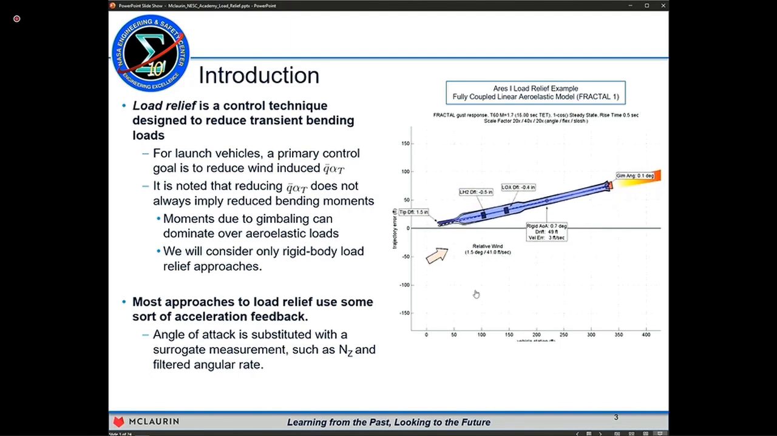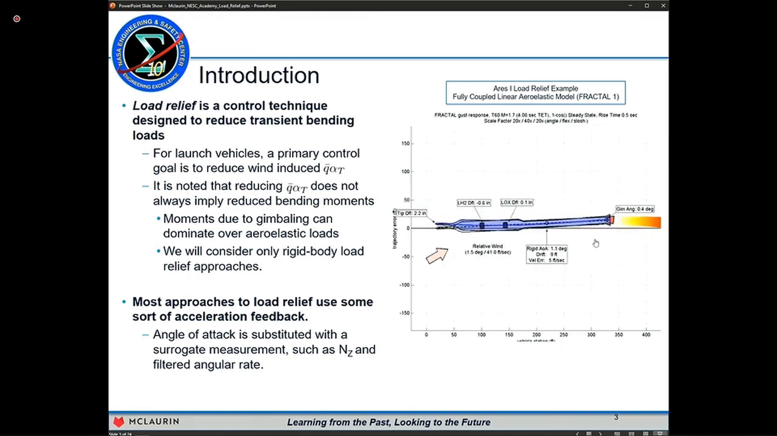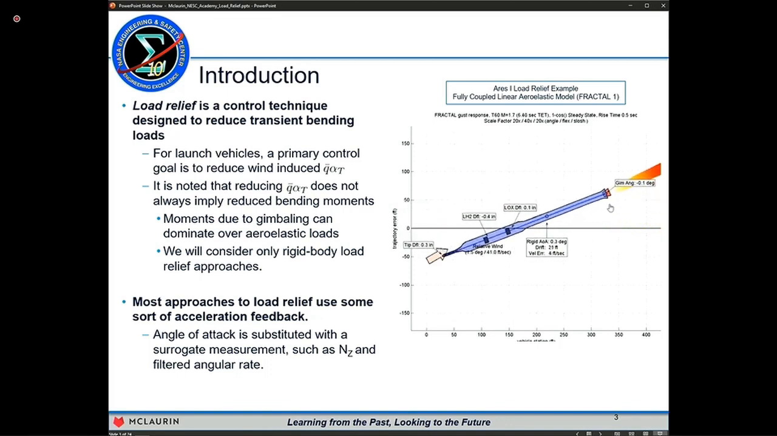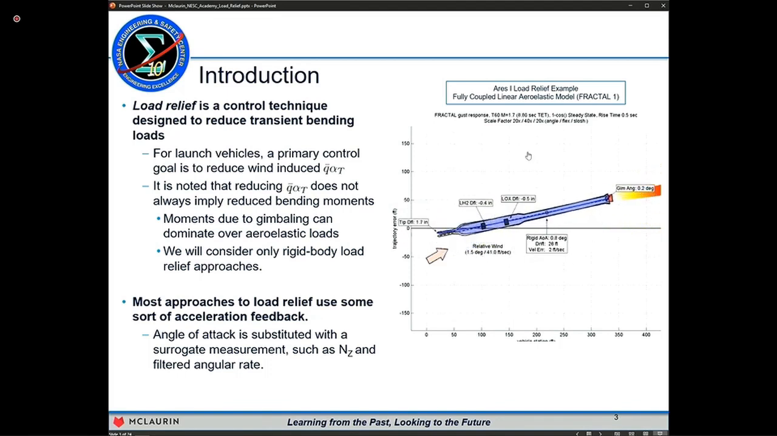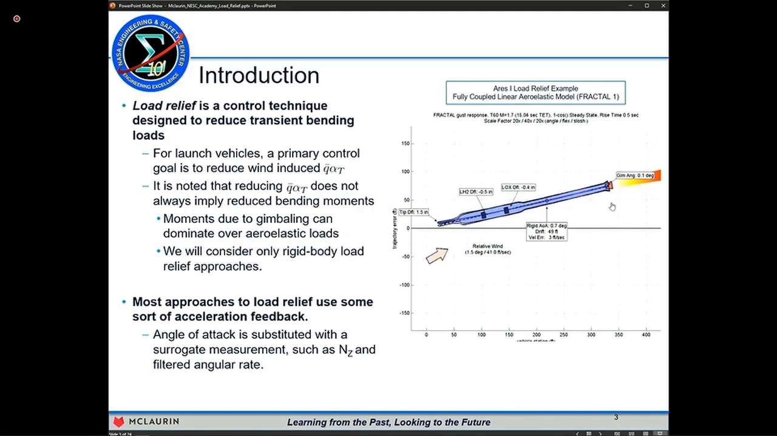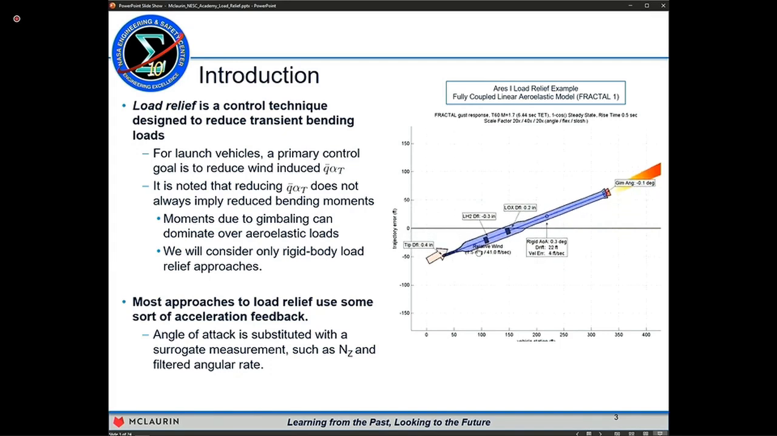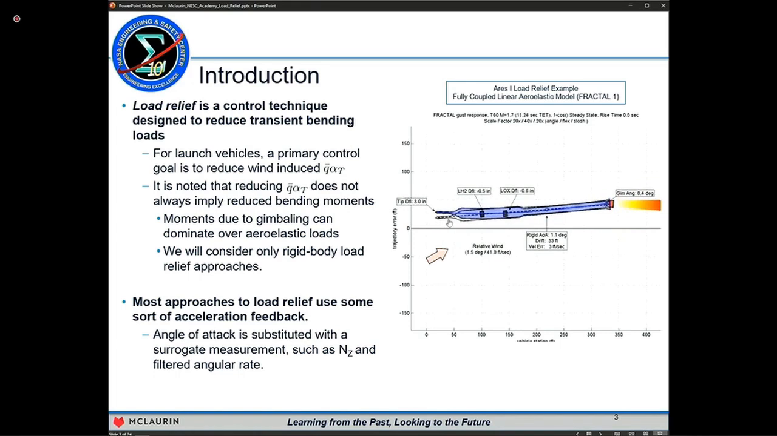So I'll talk very briefly of this example over on the right here. This is a high fidelity linear transient simulation of the Ares 1 vehicle with aeroelasticity and bending dynamics and propellant slosh and TVC dynamics and so on. What we're seeing here is the flight condition, supersonic. The vehicle has a fairly aggressive load relief law, and the intent of the load relief law is to reduce the transient bending load. But you can see even with the aggressive turning into the wind, there's quite a bit of excitation due to aeroelasticity of the bending dynamics.